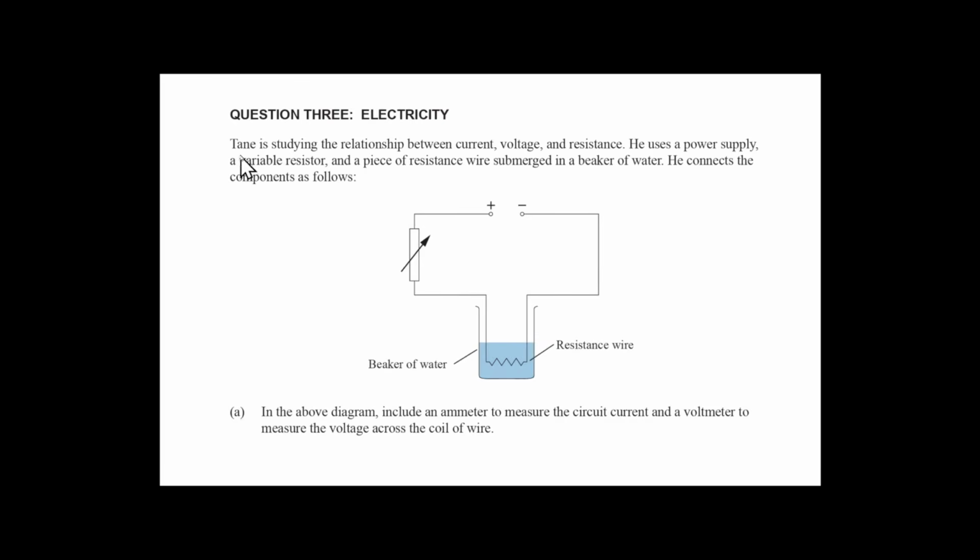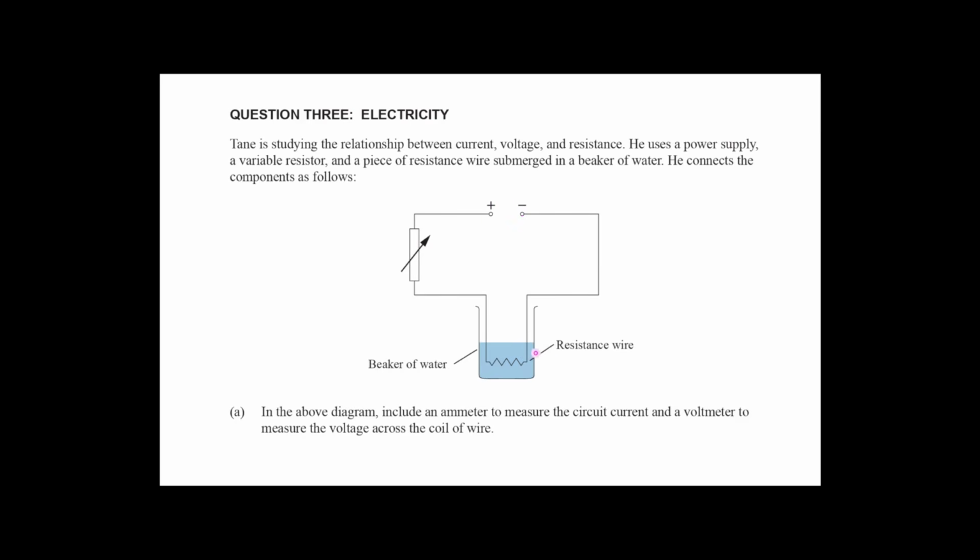Right, question 3 is electricity. Tana is studying the relationship between current, voltage and resistance. He uses a power supply, a variable resistor, and a piece of resistance wire submerged in a beaker of water. He connects the components as follows. So here is the variable resistor, so you can change the resistance. Here, of course, is the battery. I don't like how they've drawn that. It's supposed to be like that, really.